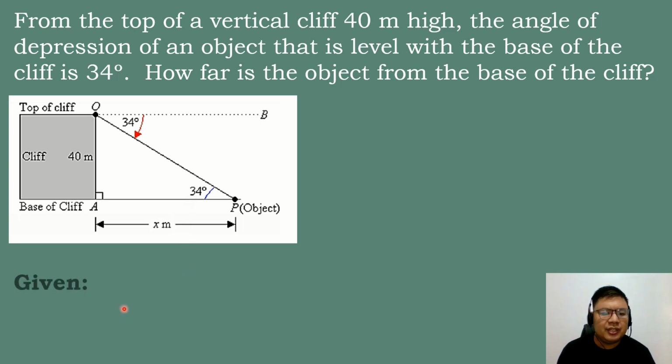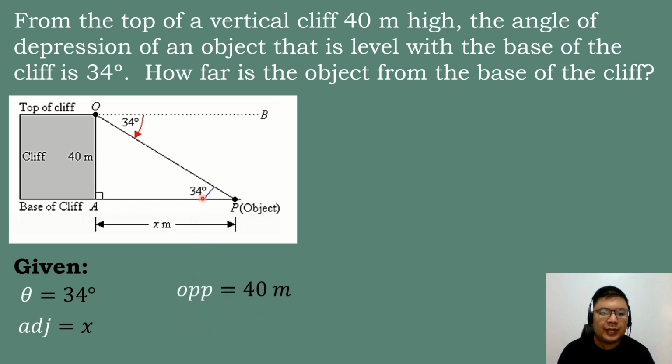And then let's identify the given. So theta, or the reference angle, is 34 degrees. And then adjacent side is equal to x. So we are looking for the distance between the object and the base of the cliff. And then for the opposite side of 34 degrees, this is 40 meters, or the height of the cliff. After that, we will be applying trigonometry. So we have here the given angle, or the reference angle, and then given the opposite, which is 40 meters. And then we are looking for adjacent, so opposite and adjacent, so we will be using tangent.